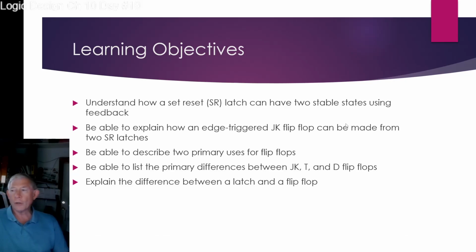the learning objectives. I want you to understand how a set reset latch can have 2 stable states using feedback, and we're going to make that set reset latch out of 2 NOR gates, and I'll show you about that in just a minute. And I'll also play a little video clip with that. Secondly, I want you to be able to explain how an edge-triggered JK flip-flop can be made from 2 SR latches. And I want you to be able to describe 2 primary uses for flip-flops. And then I want you to be able to list the primary differences between JK, T, and D flip-flops and explain the differences between a latch and a flip-flop.